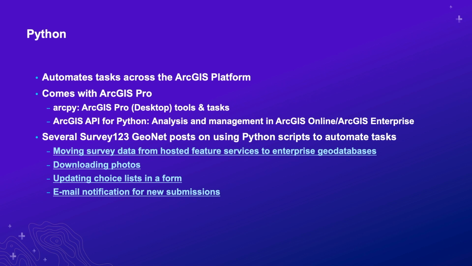The second one is the ArcGIS API for Python. This allows your Python scripts to directly interact with your form and survey data in your ArcGIS Online or ArcGIS Enterprise organization. The Survey123 team have several blog posts focused around common workflows that are posted in GeoNet, including data migration and automating form updates.